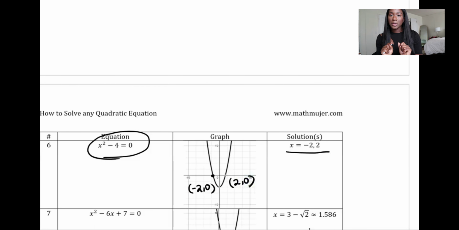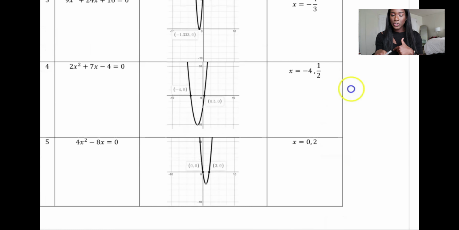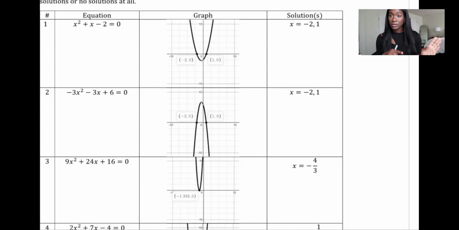So I'm going to pause here at example 6. So far, all of the quadratic equations that we have looked at have had solutions, and the solutions have been rational numbers. All rational means is that you can write it as a fraction over another fraction.